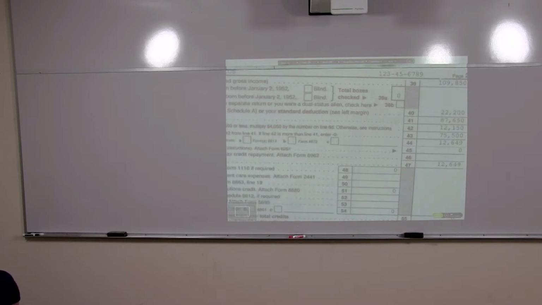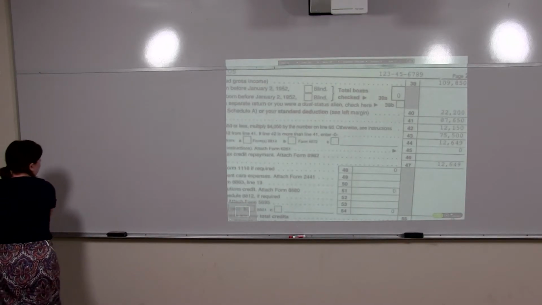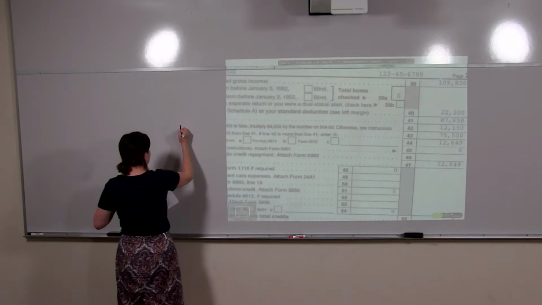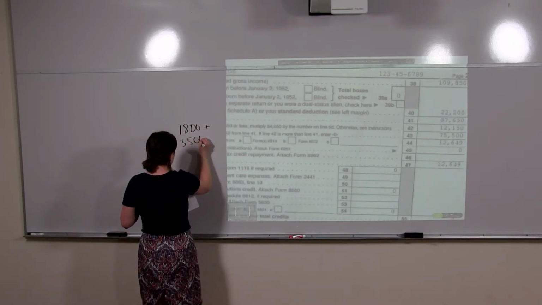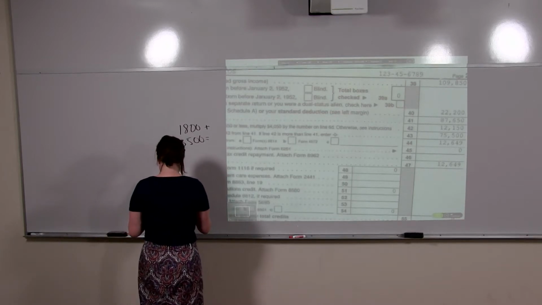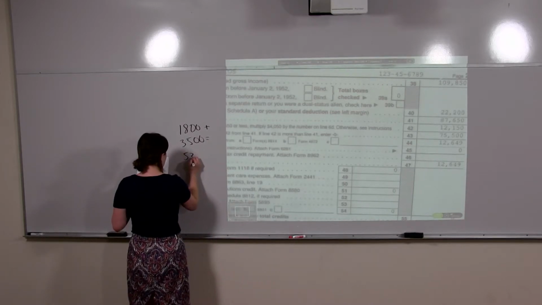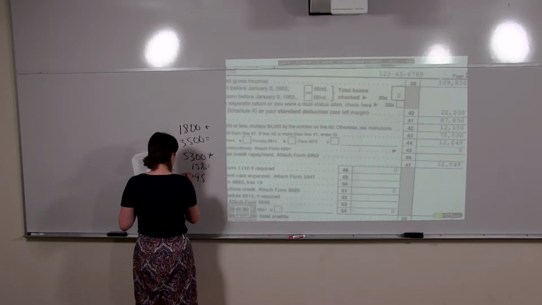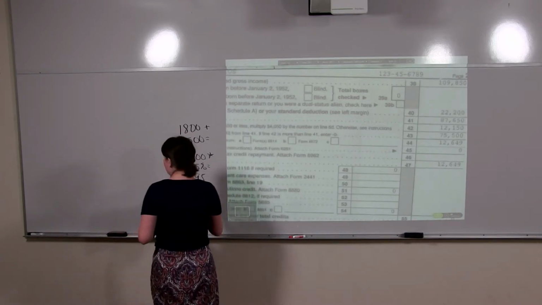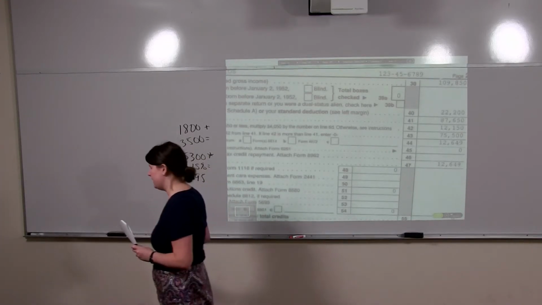So we have our 1,800 for our dividends plus $3,500 for our capital gains, which gets us $5,300 times our 15% preferential rates, which gets us a tax of $795, which is our preferential rate.